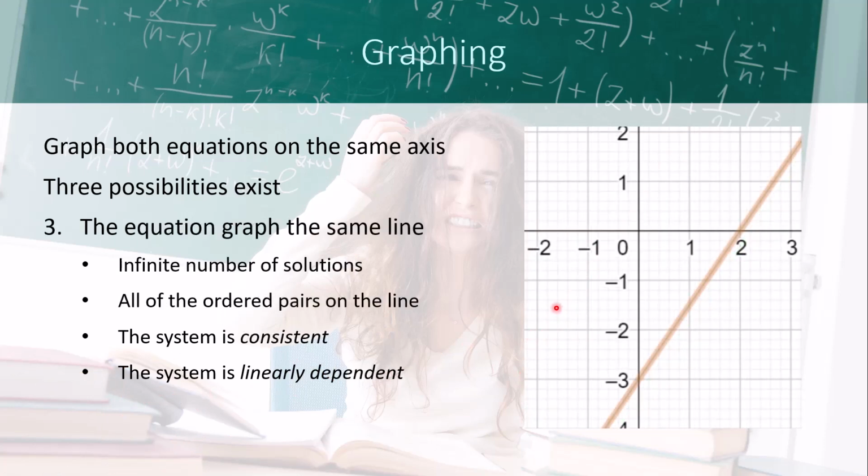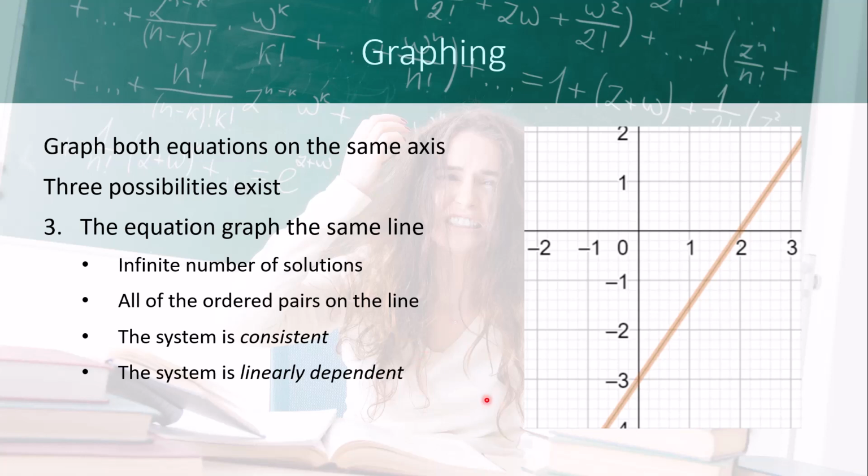Okay, and here is the third situation, where both equations graph the exact same line, and that is possible. And if that's the case, you will have an infinite number of solutions, and the solutions will be all of the ordered pairs on the line. We will say this system is consistent because, hey, we have at least one solution. However, this system is linearly dependent. And why do we say it's linearly dependent? Because you can express one equation in terms of the other one, which is kind of ironic, which is obvious since there would be the exact same equation.